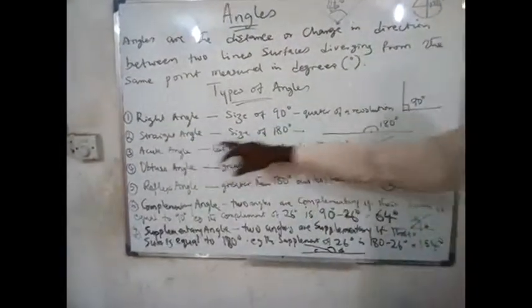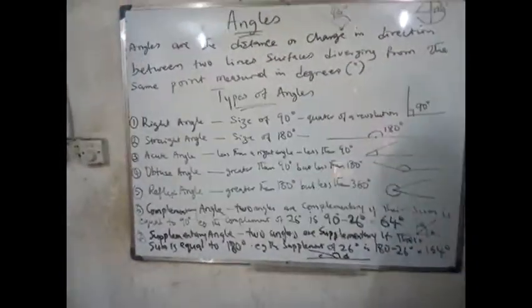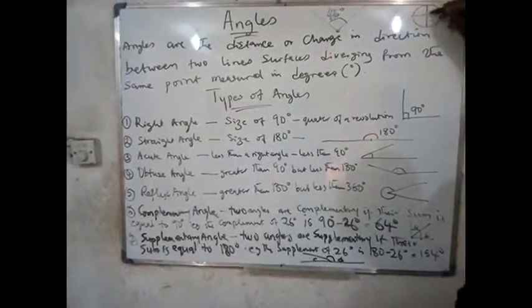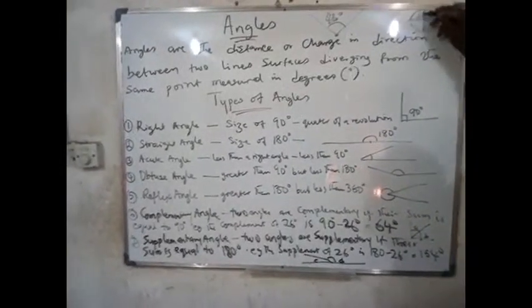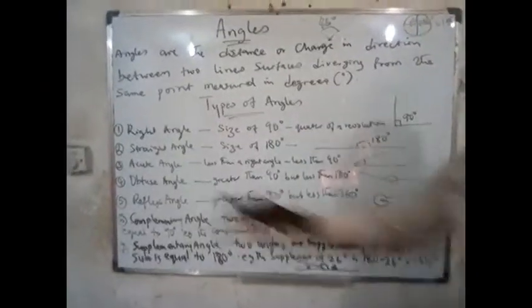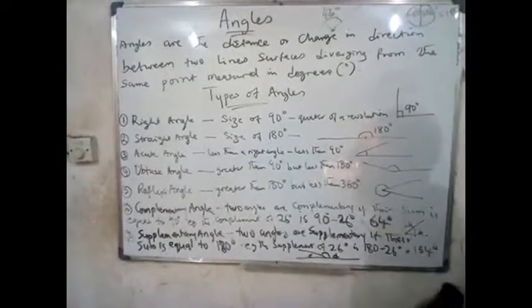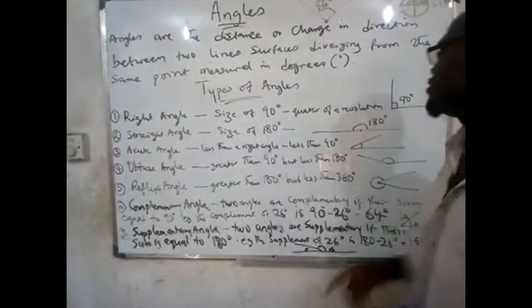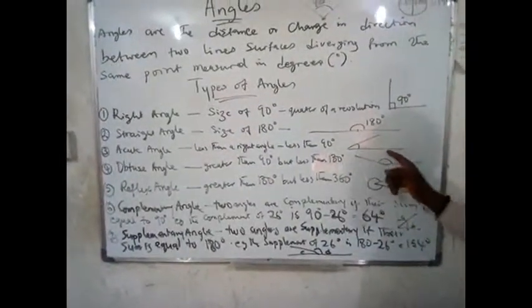Straight angle is the angle that has the size of what? 180. Can you see that? This is straight. 90 plus what? 90. Making it what? 180. That is this. You have acute angle is what? Any angle that is less than a what? Right angle. Can you see that this is less than that right angle?